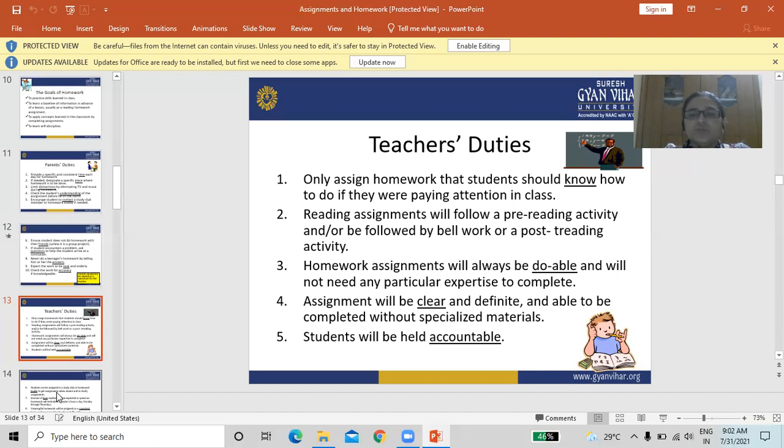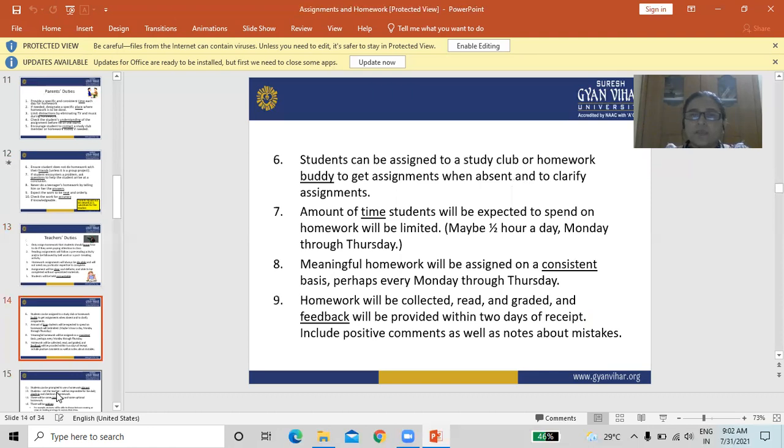Students will be held accountable. A student can be assigned to a study club or homework buddy to get the assignment when absent and to clarify assignments.